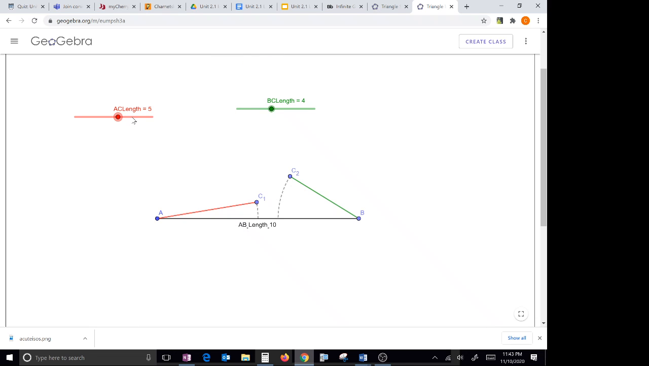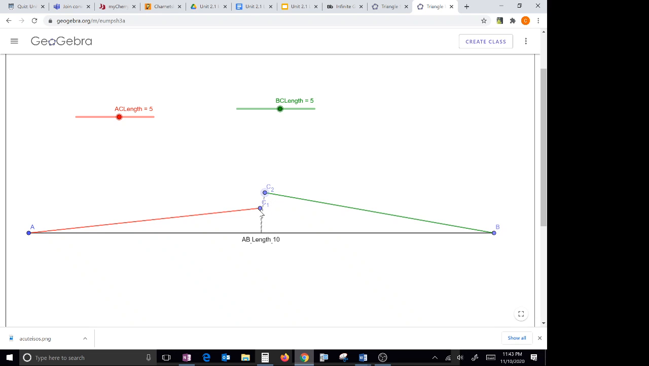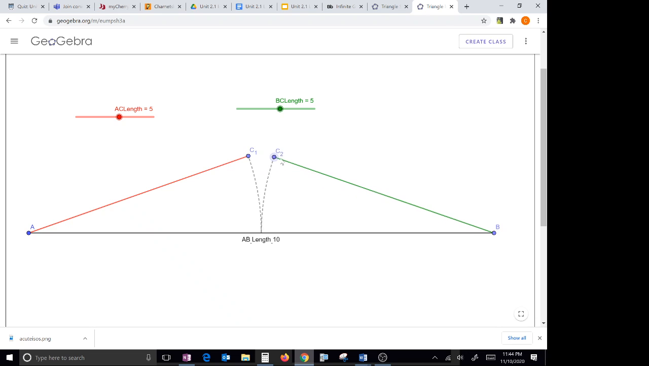Right now this is a 5 and a 4, so these don't quite make it. Well, let's make them both 5, maybe. It almost looks like they will. 5 and 5, so a total length of 10. Even though it looks like it, they're not actually going to line up. If I keep zooming in, they're not going to line up until they're laying right on top of each other, in which case we don't have a triangle, we just have a bunch of segments laying on top of each other.